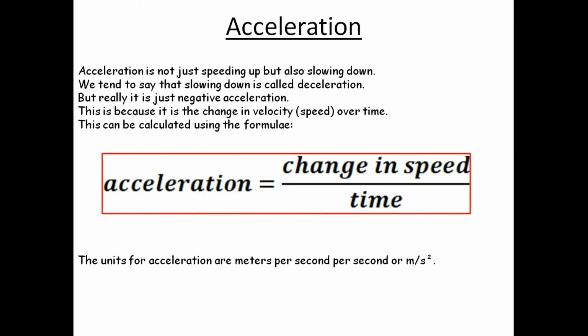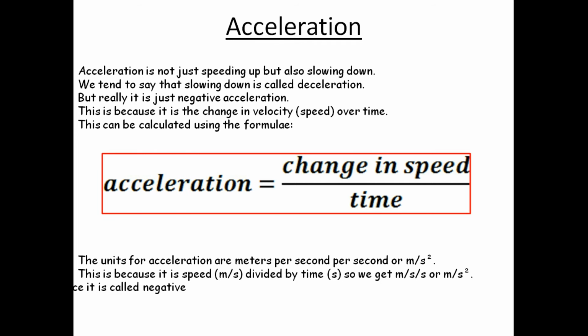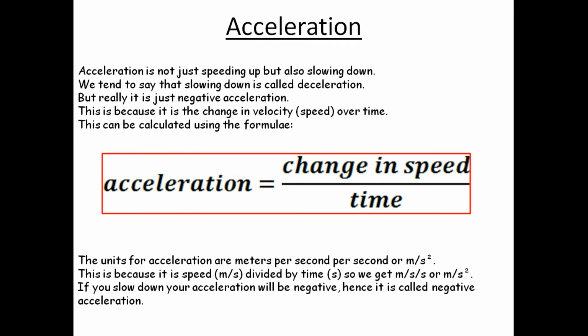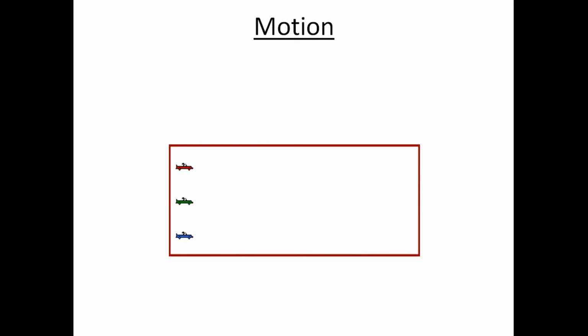The units for acceleration are meters per second per second, or in other words, meters per second squared. This is because it is the speed, which is meters per second, divided by time, which is seconds, so we get meters per second per second, or we just write this as meters per second squared. If you slow down, your acceleration will be negative, hence it is called negative acceleration.